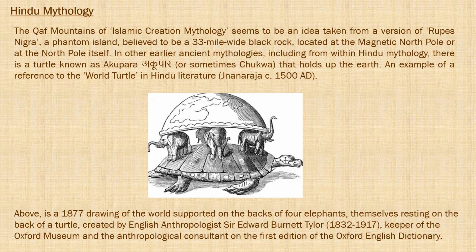Here is an 1877 drawing of the world supported on the backs of 4 elephants, themselves resting on the back of a turtle. It was created by Oxford University's educated English anthropologist Sir Edward Burnett Tylor. He was the keeper of the Oxford Museum and the anthropological consultant on the first edition of the Oxford English Dictionary.